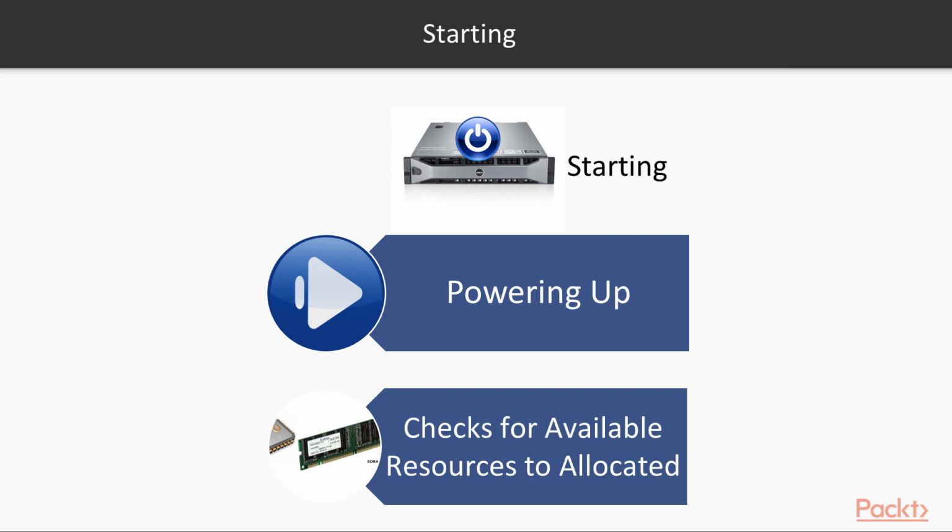The next state is starting. A virtual machine enters this state when it is first powered up. During this process, the virtual machine verifies that the resources assigned to it are available before attempting to allocate them. In this state, a virtual machine will use CPU and memory resources.